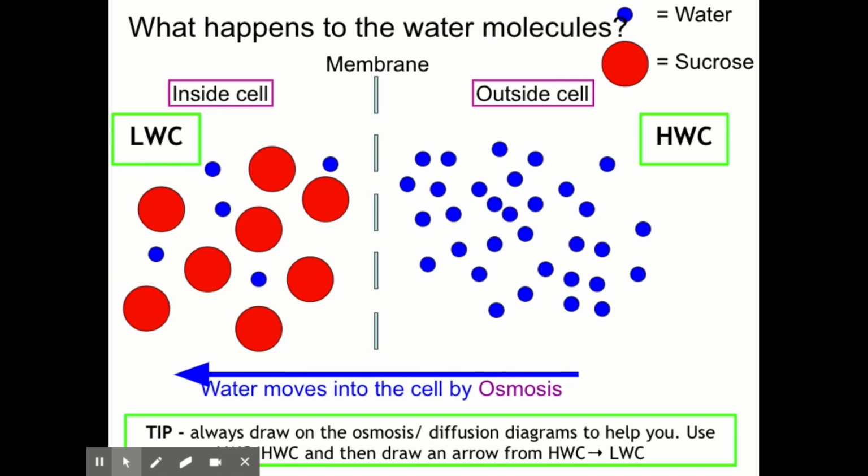Use LWC and HWC for low water concentration and high water concentration, or just use HC and LC, so high concentration, low concentration, and draw an arrow from high to low to help you visualise. This will come in really handy later on when we get onto some more difficult questions.